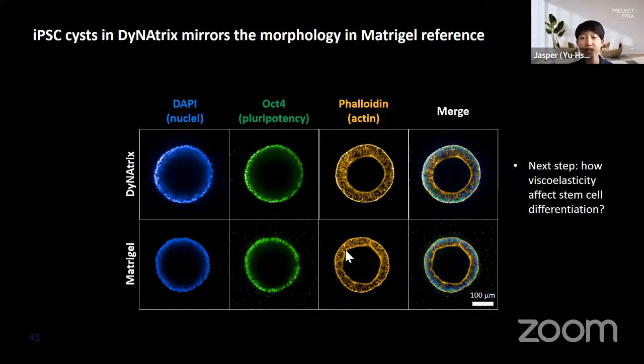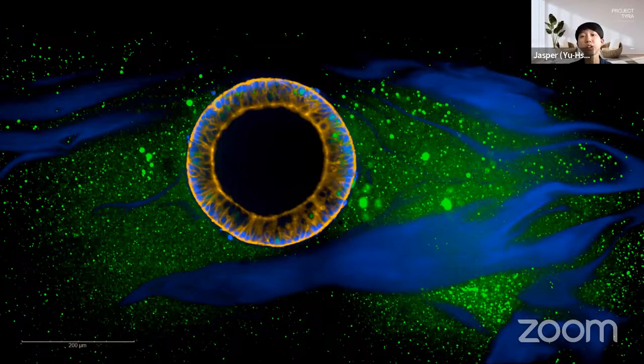For the iPSC study, we show that the induced pluripotent stem cells grow into a similar morphology as in Matrigel. And look at this structure, it is very roundish, very nice. The next step is that we want to know how viscoelasticity affects stem cell differentiation, because a lot of studies were done on iPSCs to study differentiation into different lineages. And we want to use the softness of our gel to cultivate these cells and to see what role viscoelasticity plays.